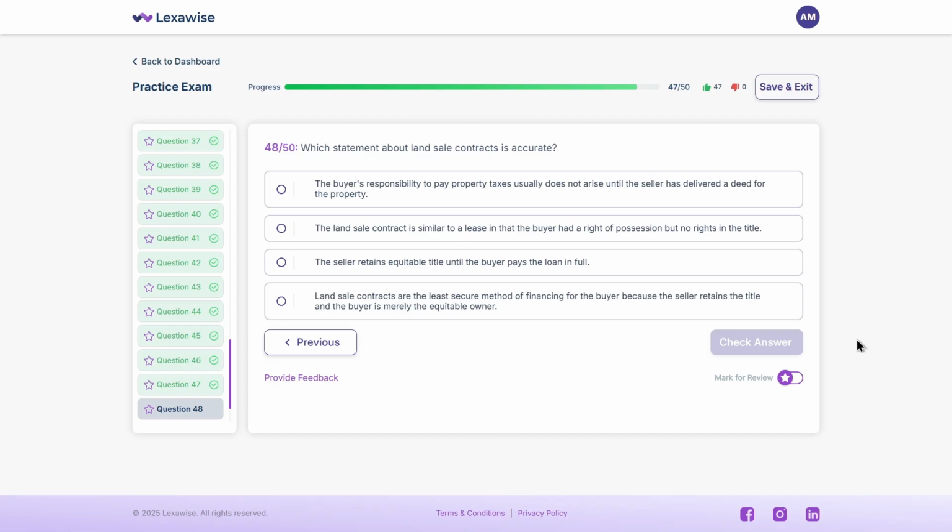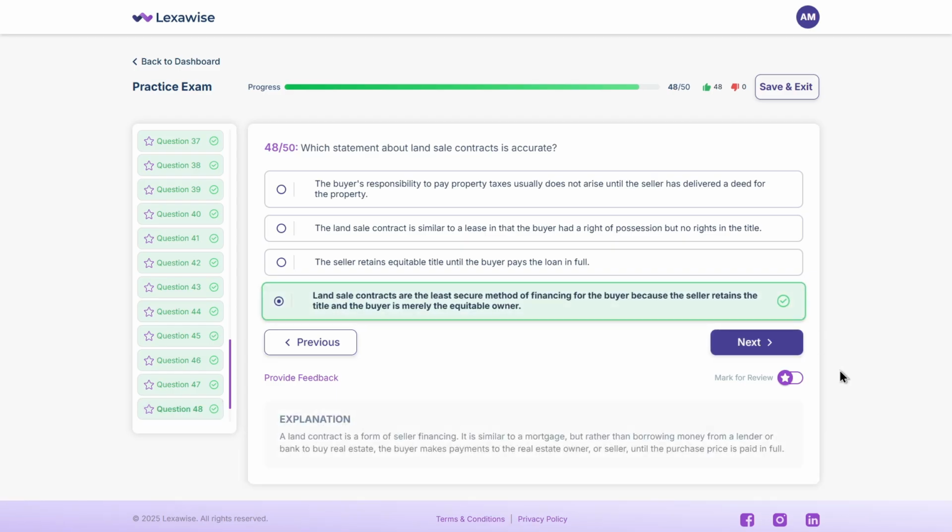The correct answer is D. Land sale contracts are the least secure method of financing for the buyer because the seller retains the title and the buyer is merely the equitable owner. The buyer doesn't receive legal title until the full contract is satisfied, which puts more risk on the buyer. We're almost done.